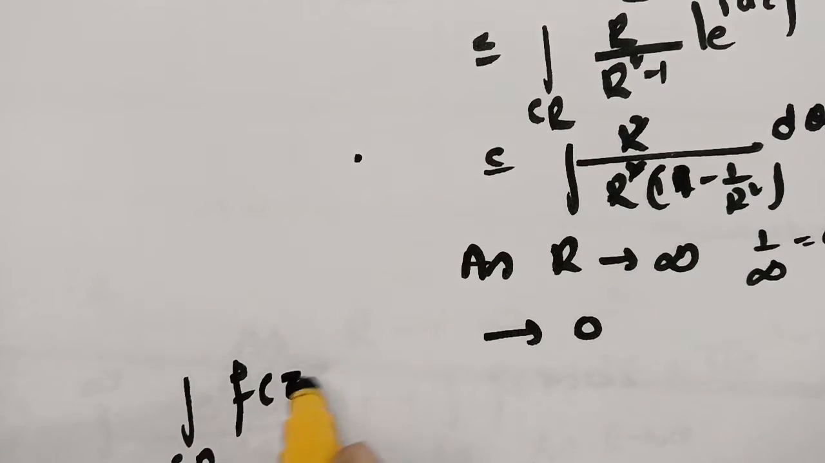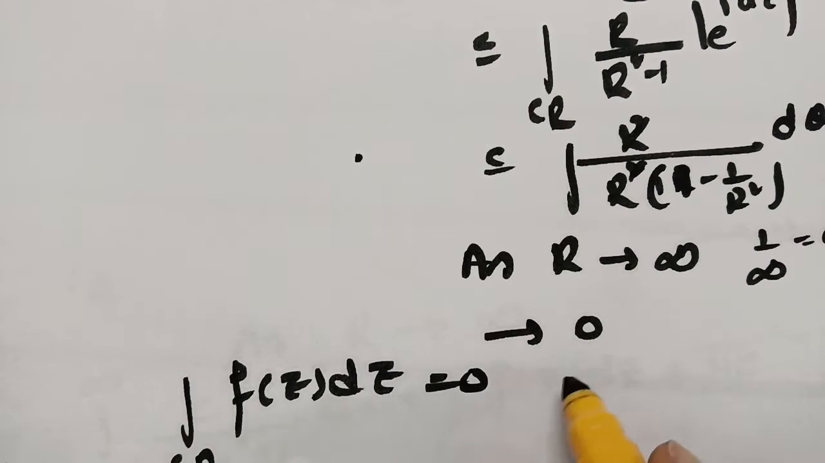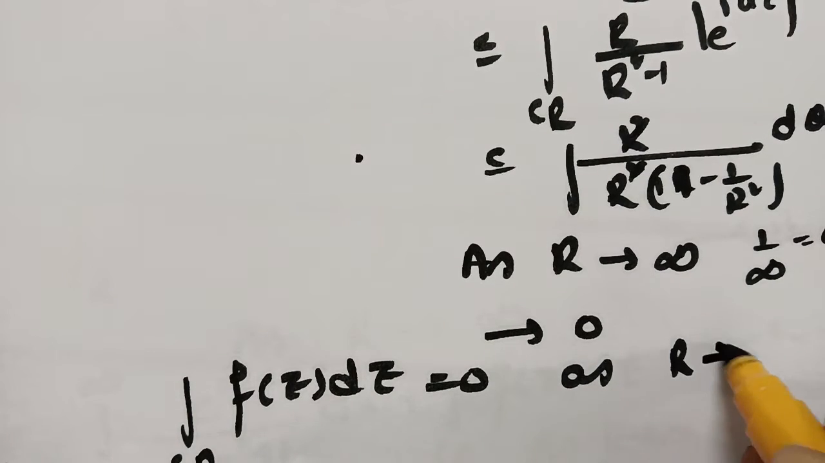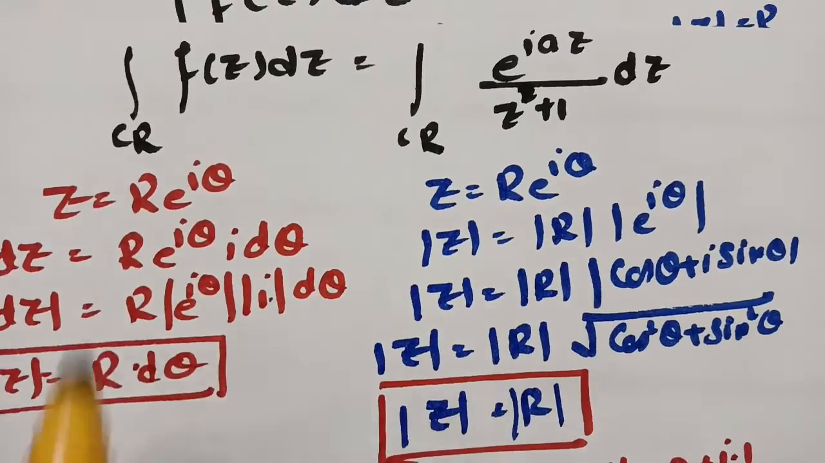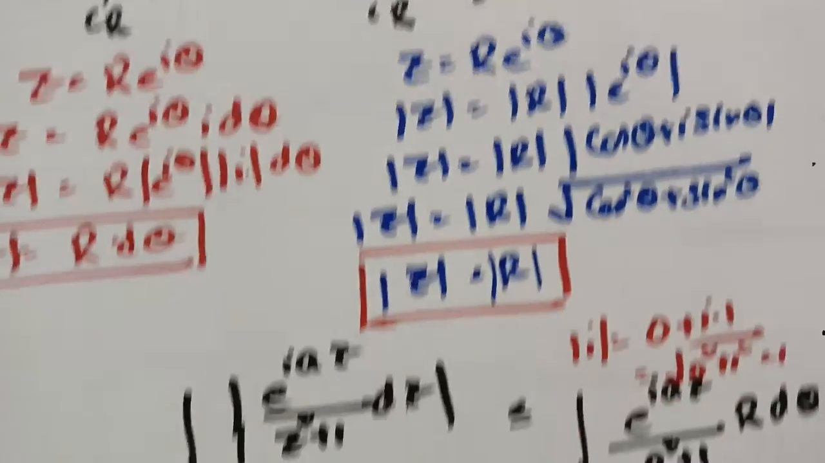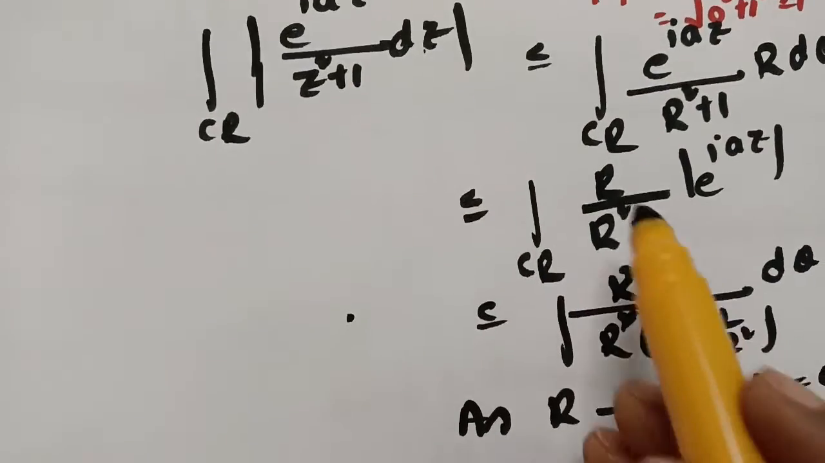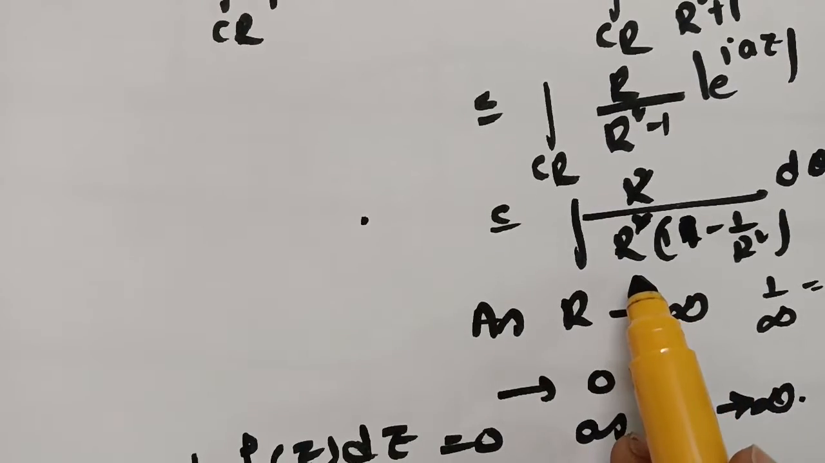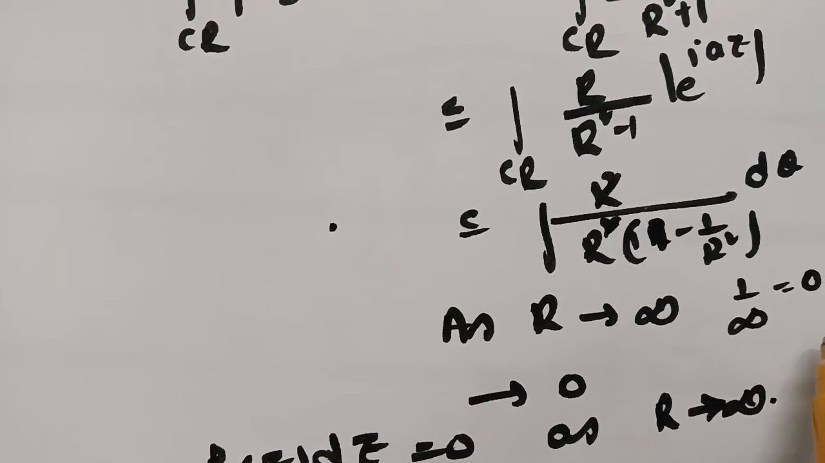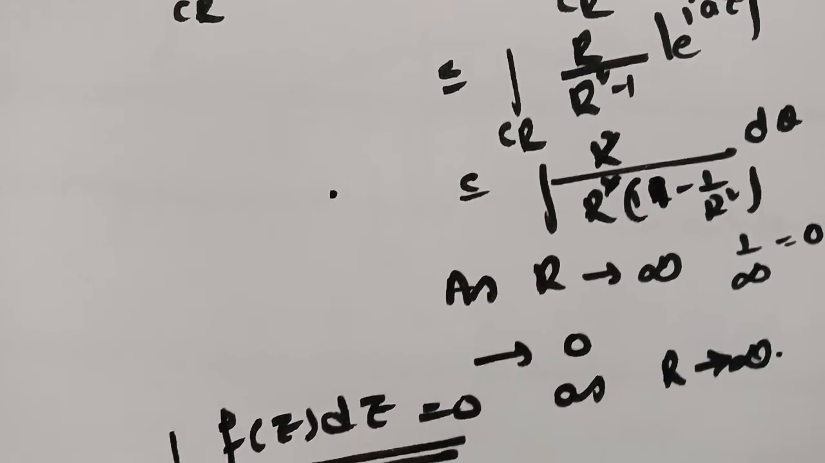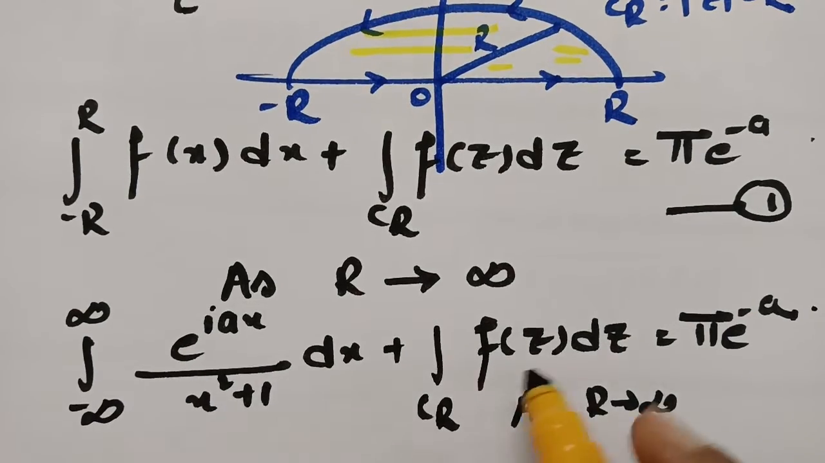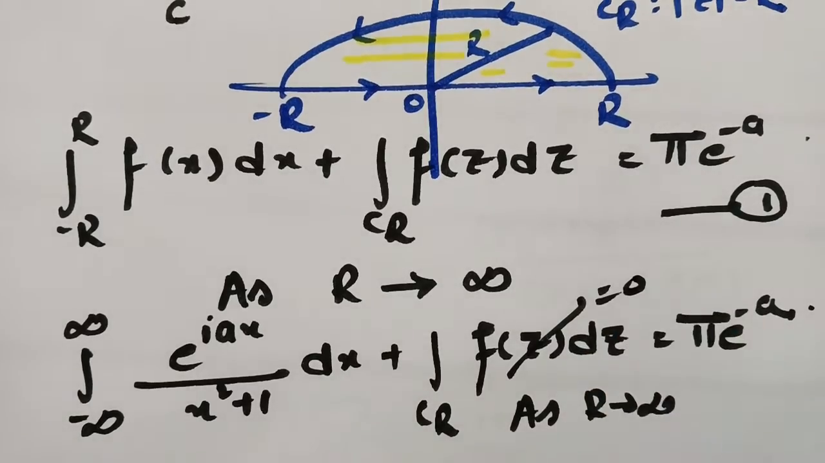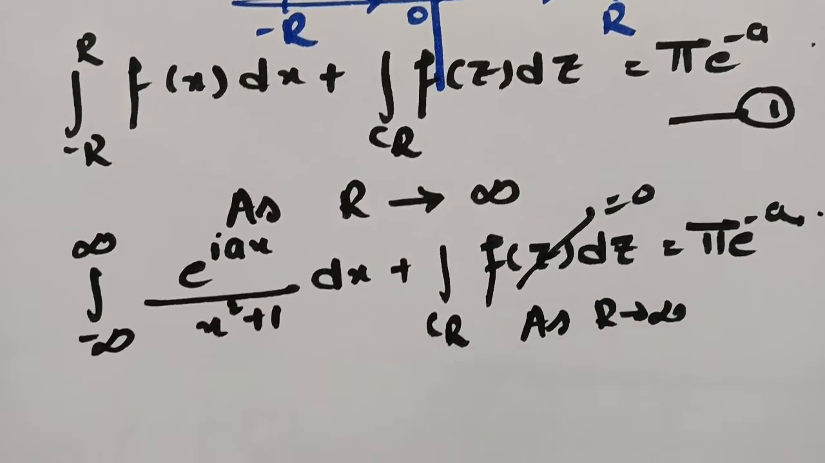Integral over C_R of f(z) dz is equal to 0 as R tends to infinity. So this is the clarity. This is the substitution: we have to substitute z = R e^(iθ). The next thing is, after taking the modulus, 1/R remains, and as R tends to infinity, 1 by infinity is 0, so this value tends to 0 as R tends to infinity. So this is the clarity which I have given. For this C_R, this is going to become 0 as R tends to infinity.